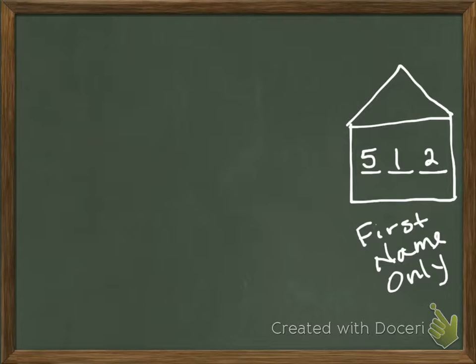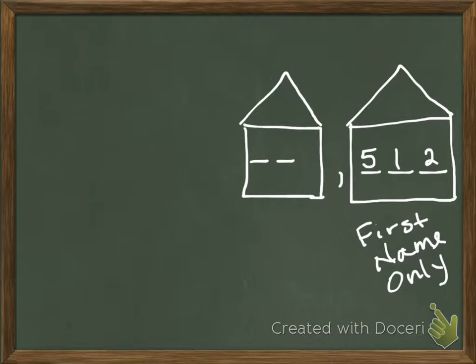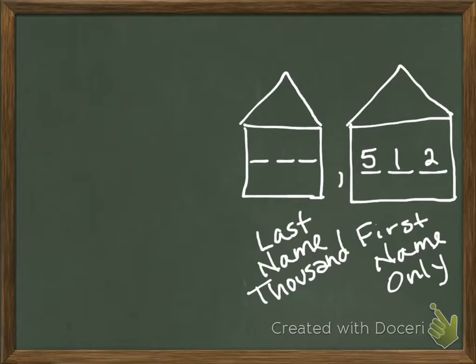And here's what separates the houses. You separate houses with a comma. And in the neighbor's house, it also has 3 digits. Every house has 3 digits. Sometimes you don't use them all, though. So the people in this house, they have the same kind of names. They have a first name, but they also have a last name. And the last name of the folks who live in the second house is Thousand. So last name, Thousand.